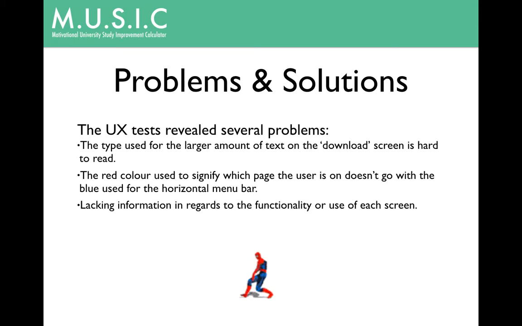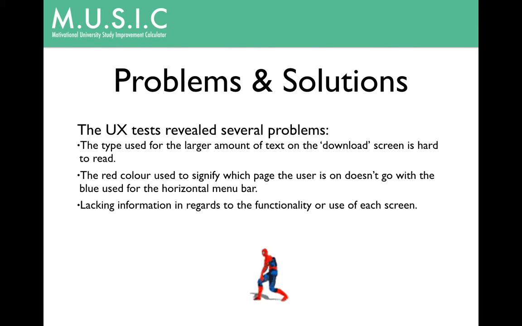One of the test subjects then pointed out that the red color used to signify which page the user is on doesn't go with the blue used for the horizontal menu bar. In order to fix this problem, it was suggested that I remove the red altogether and replace it with black. By doing this, the negative effects associated with the red, which are, according to Morton, anger and violence, are avoided. Considering the nature of the website, removing the red color could be highly beneficial in keeping the user calm and relaxed.